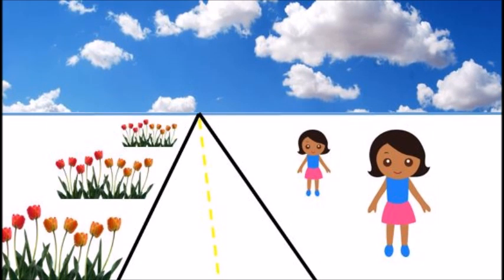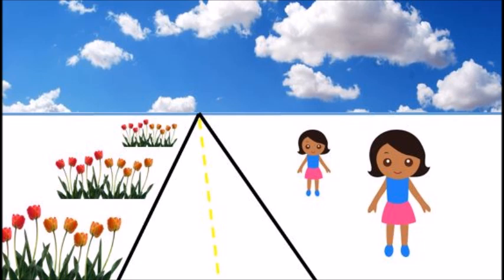Here I put one of the girls further back. Remember, these 2 girls are the exact same height. Why does one look smaller? Why does one look shorter? Because she is further away.